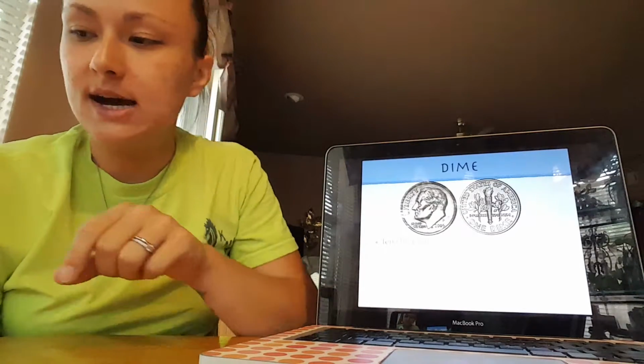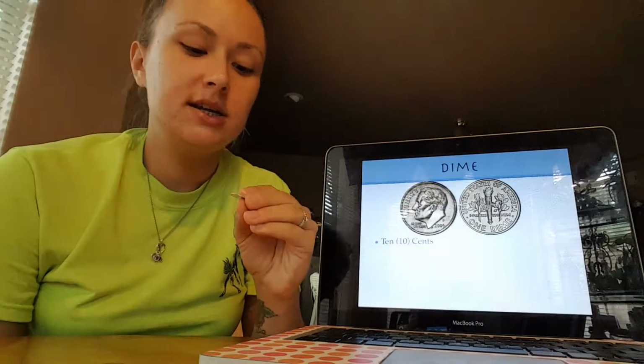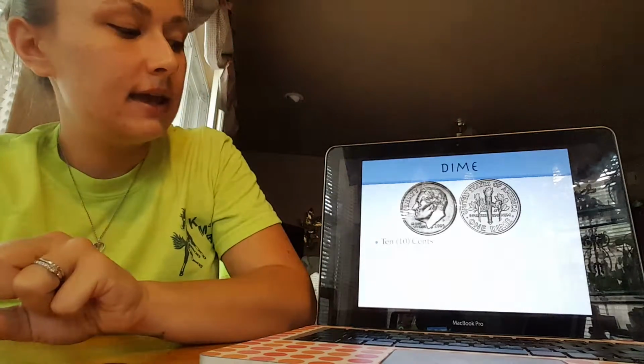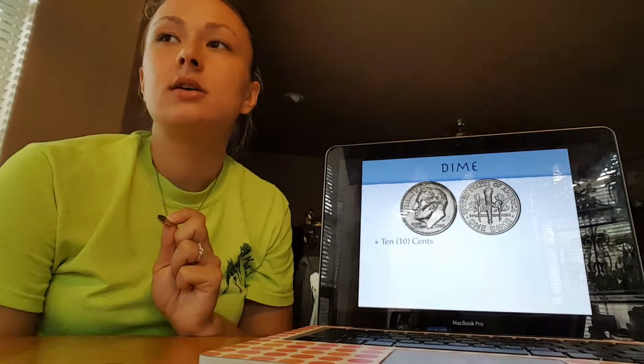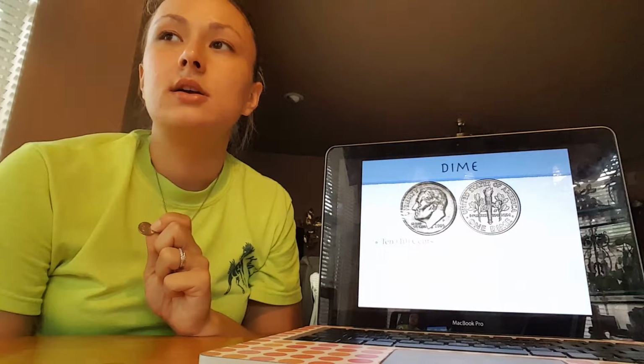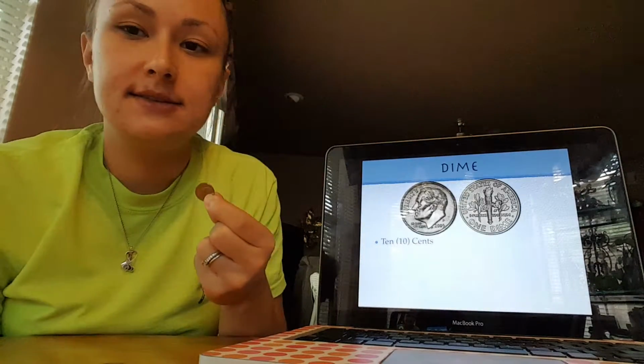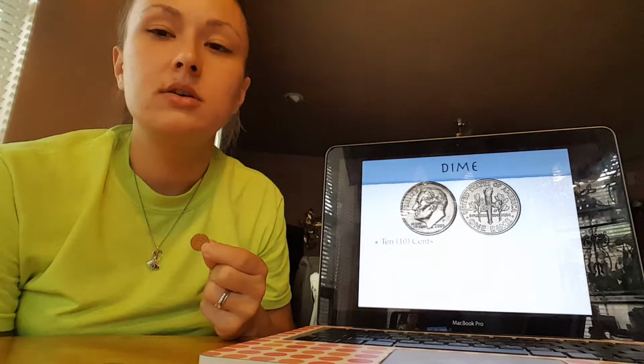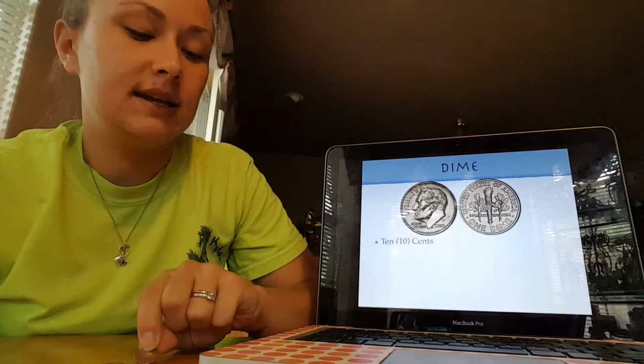This is a dime. This is the very small, shiny silver coin. It is worth, yes, George, it's 10 cents. And does anyone remember how many dimes we would need to get a dollar? You'd need 10 dimes to get a dollar.